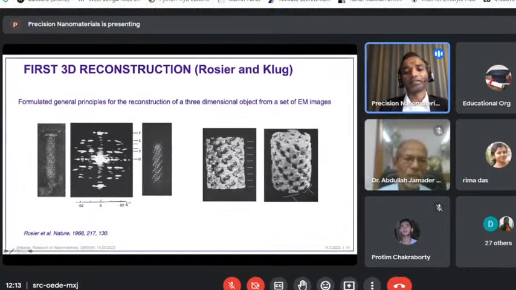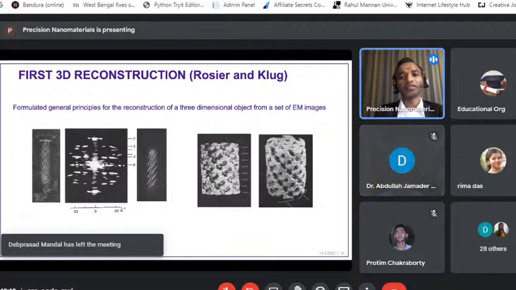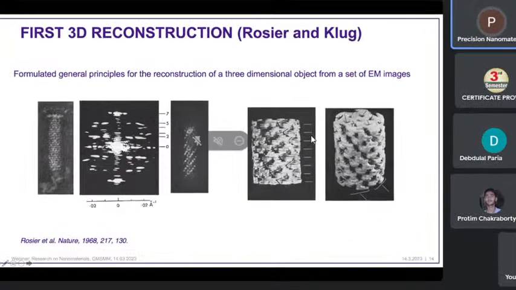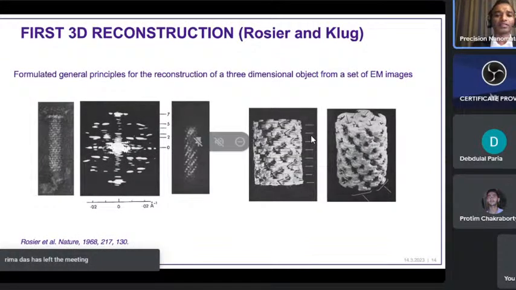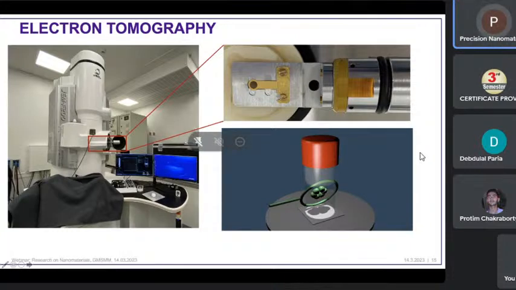Long ago, in the 1960s, Rosier and Klug, who also got a Nobel Prize, proposed principles of how to construct a 3-dimensional structure from 2D projections of an object. And this is called 3D reconstruction, because you have in TEM images 2D projections of 3D objects. So you are able to construct it by connecting many images. And how it's done, I have shown in an image in the beginning of the transmission electron microscopy part.